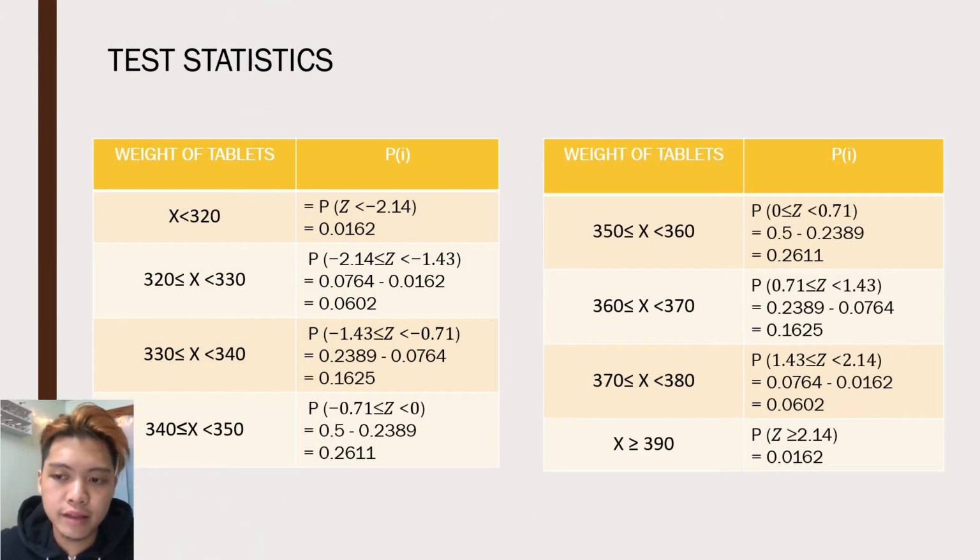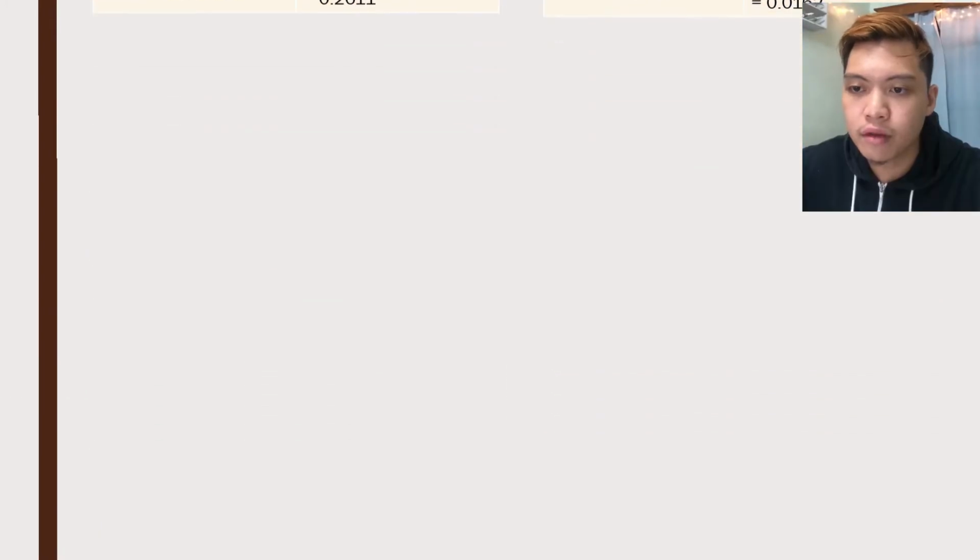For the test statistics, on the next slide, we have broken down the category of our data into 8, following their ranges from 320 to 390, and we have calculated the probabilities of each of these ranges.